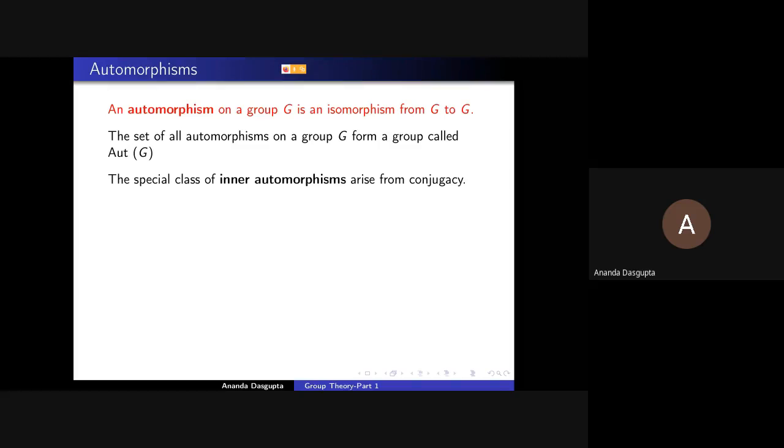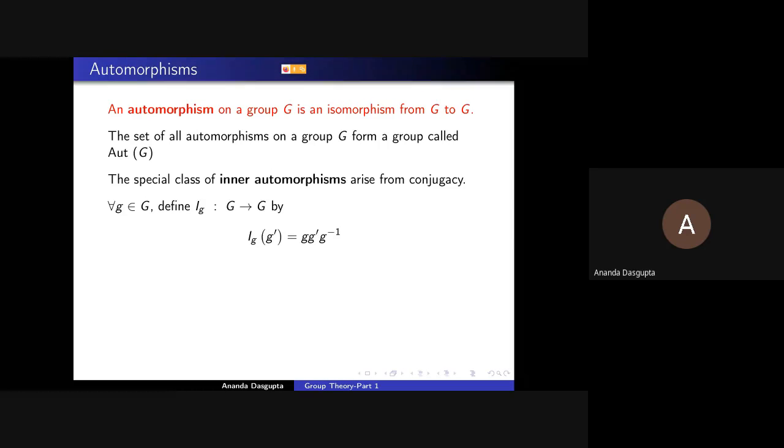Now, there's a very special class of automorphism which we are going to use, and have already used. These are called inner automorphisms. They arise from conjugacy in the sense that you define a map Ig. For every small g, you define Ig. What is that? Ig is a map from G to G, which takes an element of the group, let's say g prime, to g g prime g inverse. So basically it takes in g prime and returns its conjugate through small g. This is the one which I used to write down the table earlier.